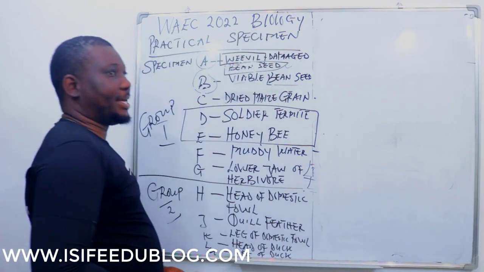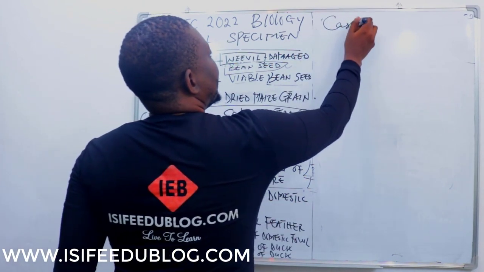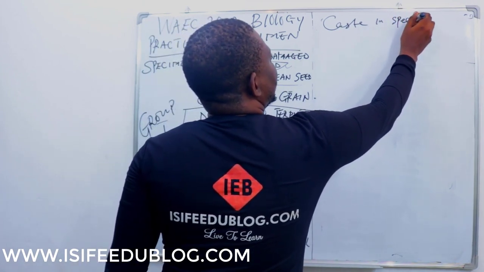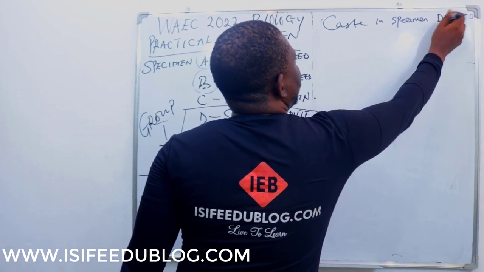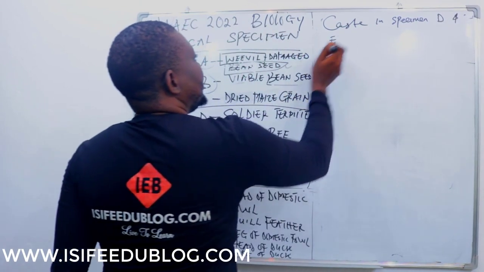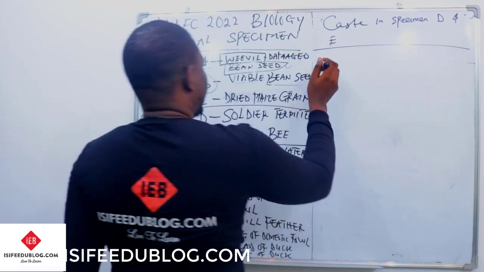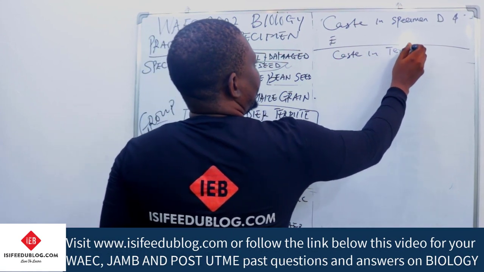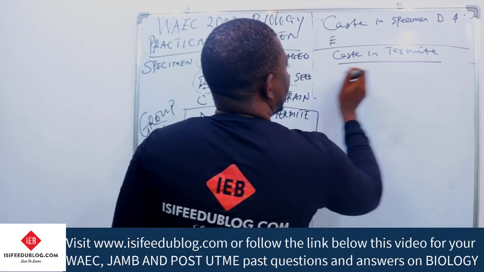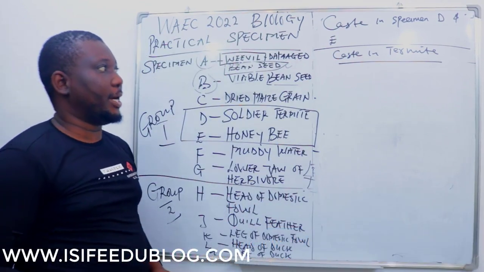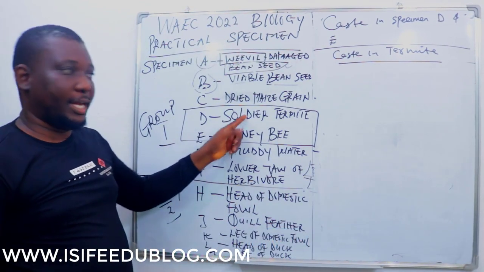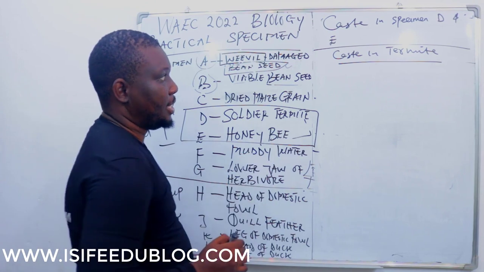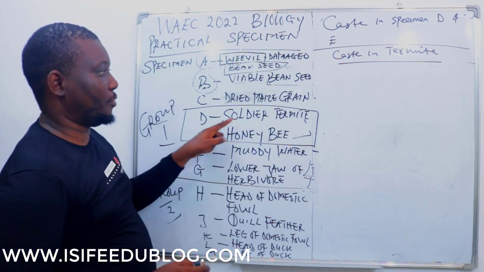Okay, and now let's look at the cases in specimen D and E. You remember that cases in termites. The following are cases in termites. Both of them are social animals. You must take notes. One thing that is common between D and E is that both are social animals. So the following cases are in termite, apart from soldier termite.